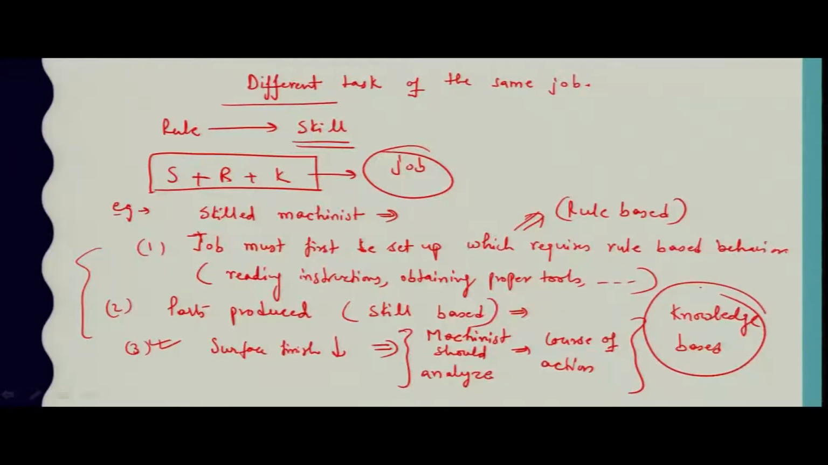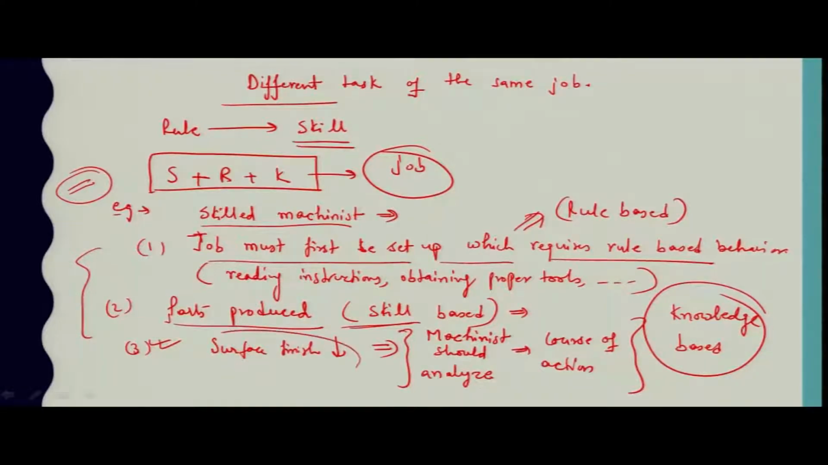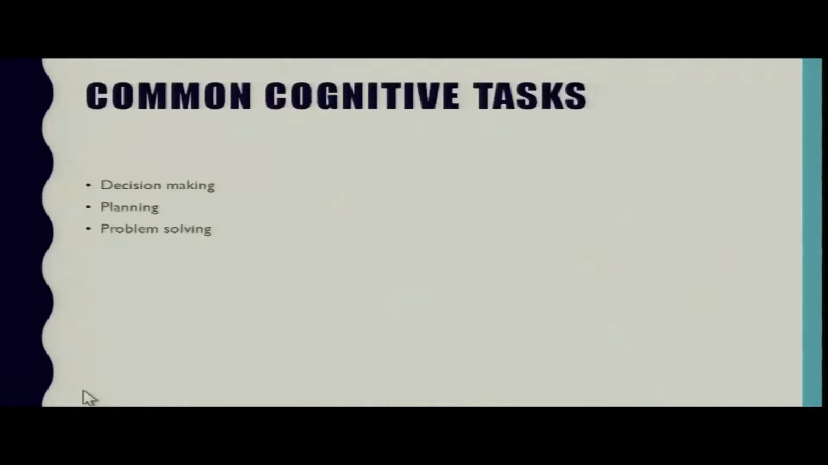So now I hope things are clear, especially in the manufacturing sector, with this example of a machinist or worker who is producing some sort of job. As a skilled machinist, the job must first be set up, which requires rule-based behavior. When the part is produced, and he is frequently producing it, that comes under skill-based. And once something is not happening properly, the machinist should analyze the situation and, based on his past experiences, decide the course of action. That is knowledge-based. Now the next topic that we need to cover is common cognitive tasks.